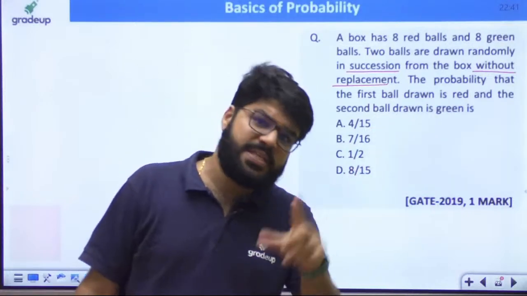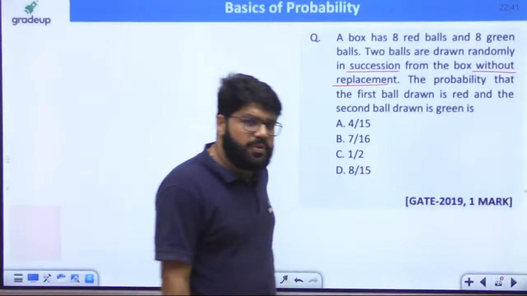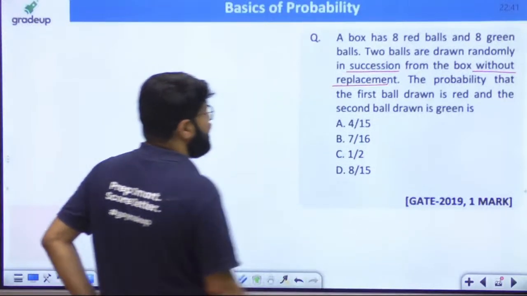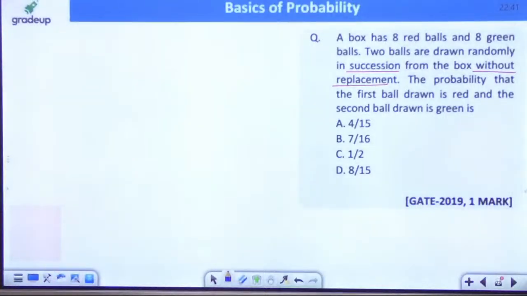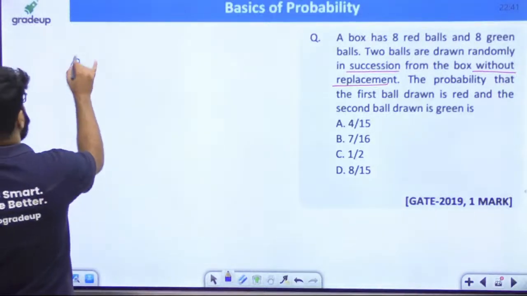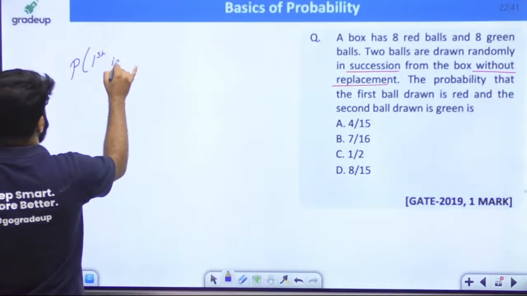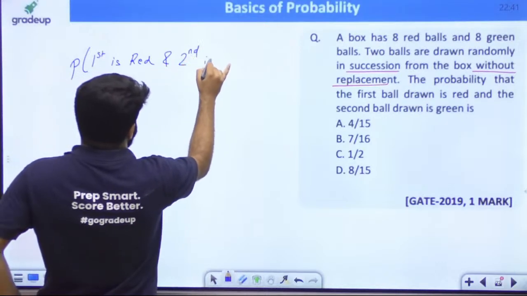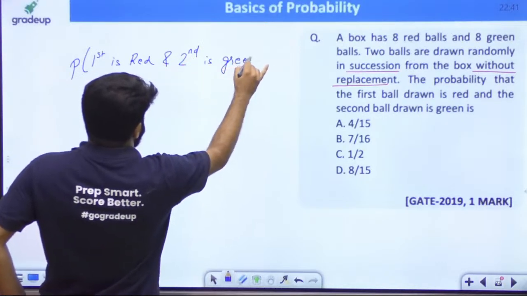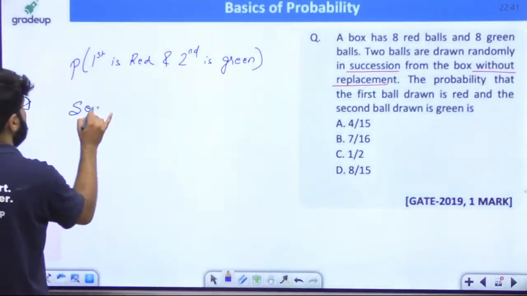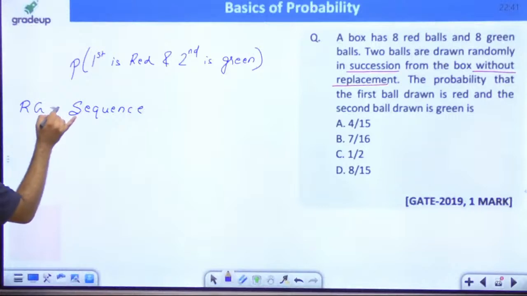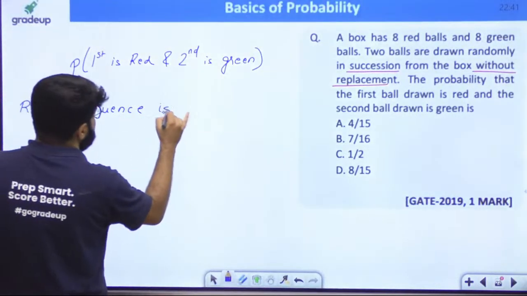But here they have given you a sequence. What is the probability that the first ball drawn is red and the second ball drawn is green? So we need a specific sequence here. First is red and second is green. मतलब a sequence is given कि first क्या होना चाहिए? Red होना चाहिए, second क्या होना चाहिए? Green होना चाहिए. So a sequence is given.